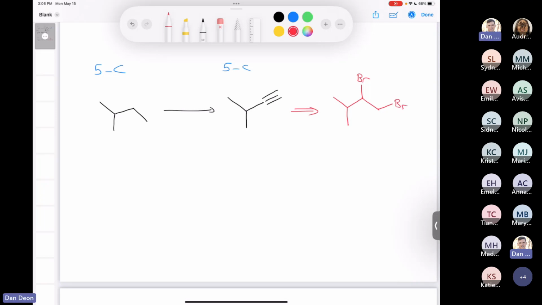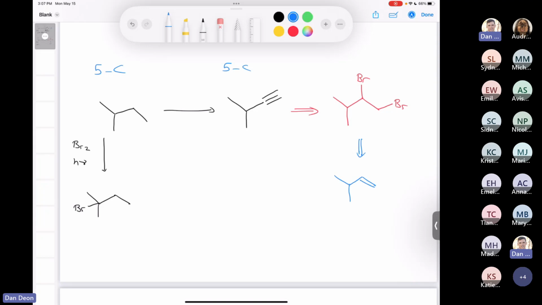Okay, let me ask you another question then. What has to be the first step? Only possibility. Absolutely, bromine and light. So we'll put that in here, bromine and light. And so that's going to give us this compound. But we've got to make this alkene, right?